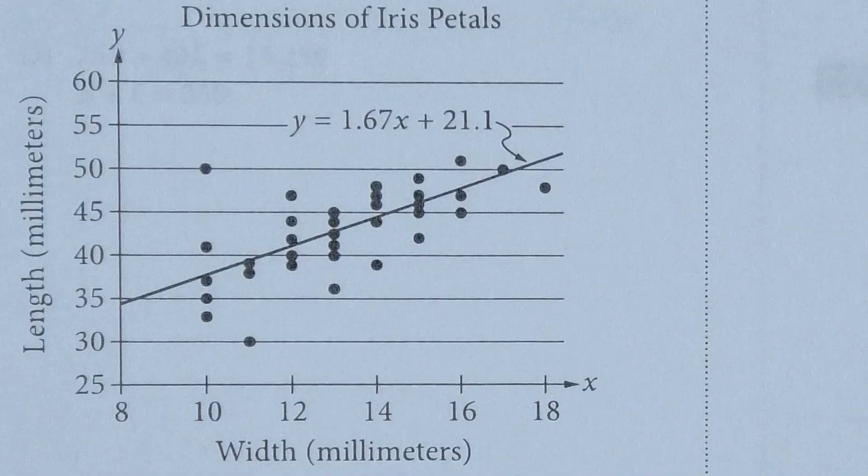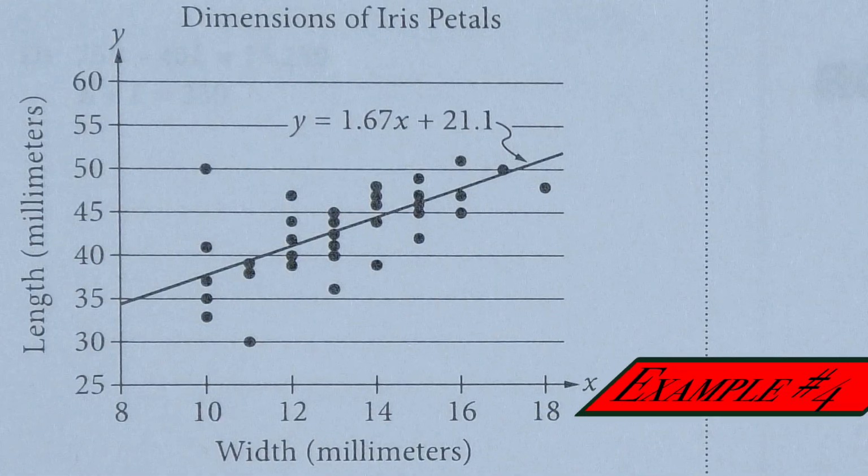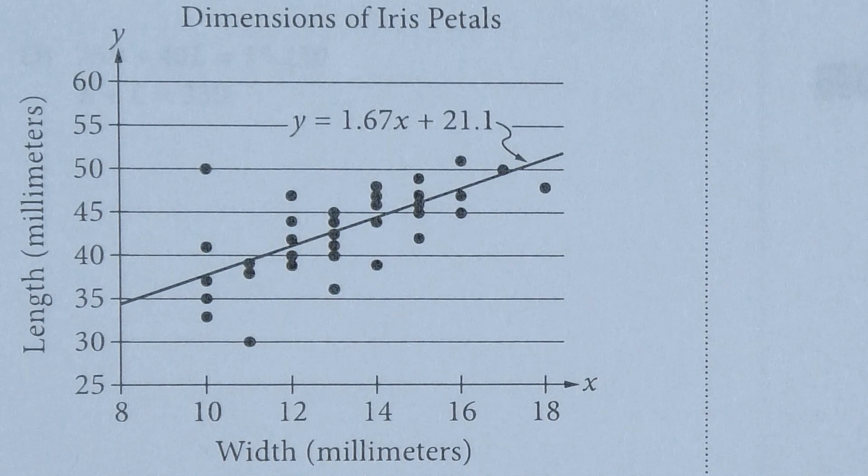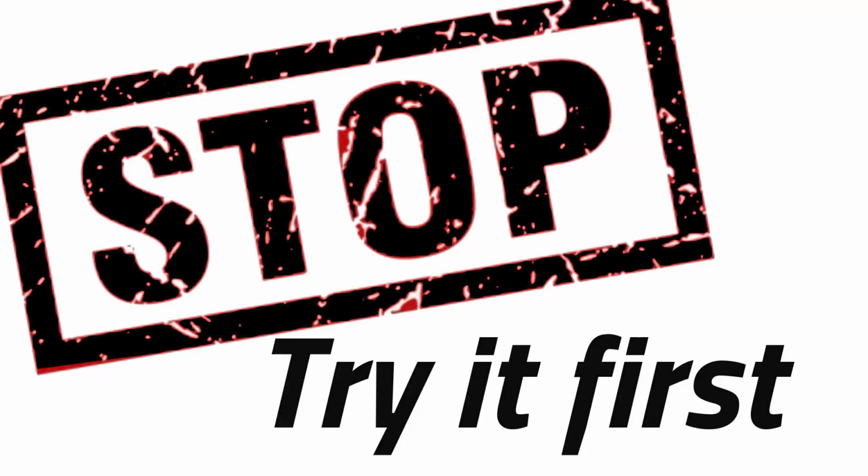A is the answer. The scatter plot above shows data collected on the length and width of the Iris setosa petals. A line of best fit for the data is also shown. Based on the line of best fit, if the width of the Iris setosa petal is 19 millimeters, what is the predicted length in millimeters of that petal?